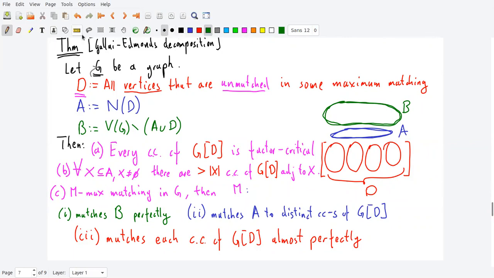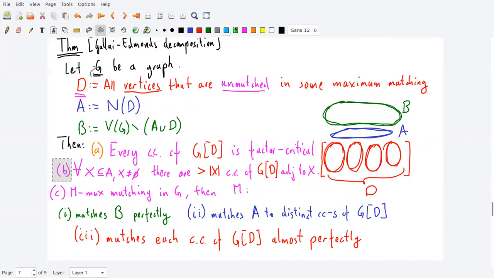So first point in the statement, point A, is that every connected component of G[D] is factor critical. So when I look at this graph, each of those connected components induced by the set D has this strong property that after removal of any vertex, I get a perfect matching. In particular, each of those connected components is odd. A factor critical graph must be odd because after the removal of any vertex, I need to have an even number of vertices. Okay, so this is one thing.